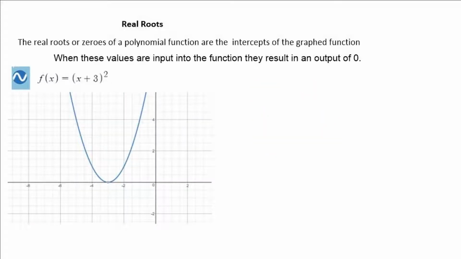Notice that even when the degree of the polynomial is larger, the roots are still x-intercepts. For example, this polynomial, if we were to expand it out, would be x squared plus 6x plus 9, and it would have a degree of 2. As we can see from its factored form, x equals negative 3 would output a value of 0. In other words, x equals negative 3 would be a root. So on the graph, we see that negative 3 is a root.